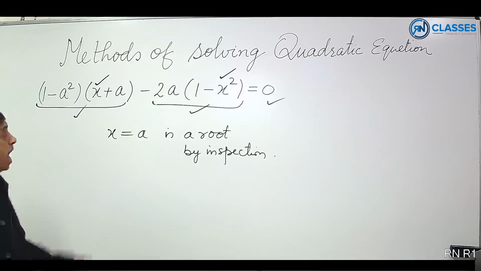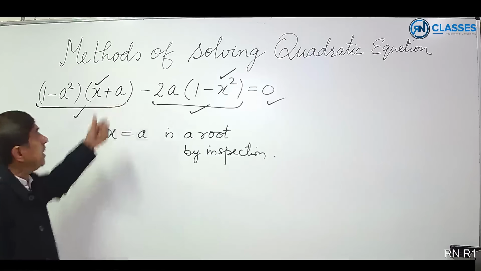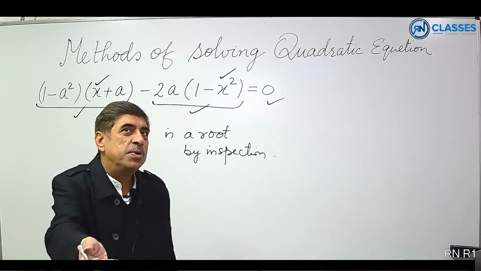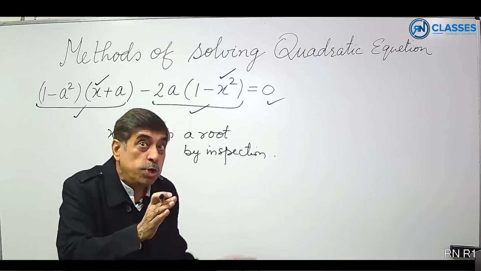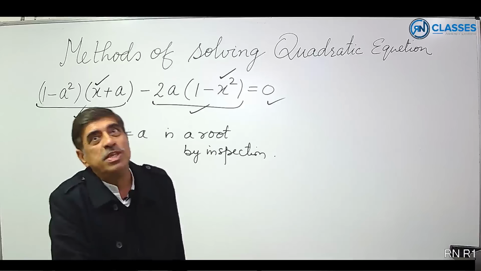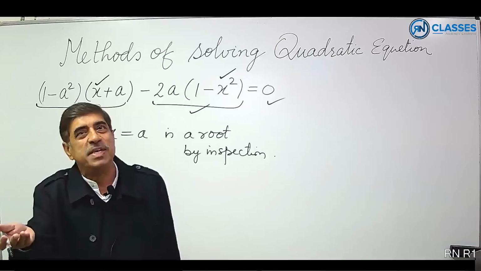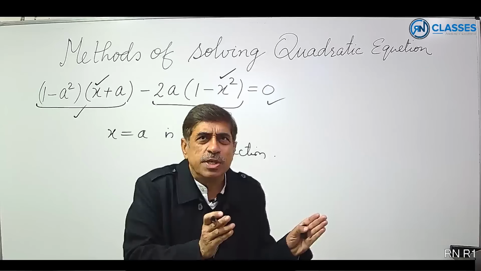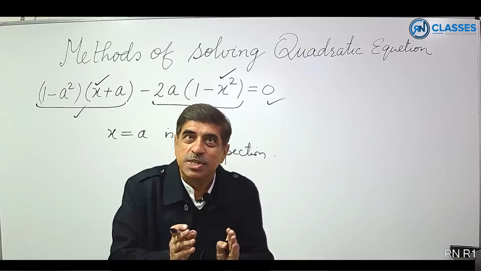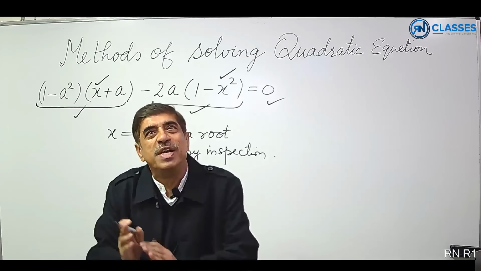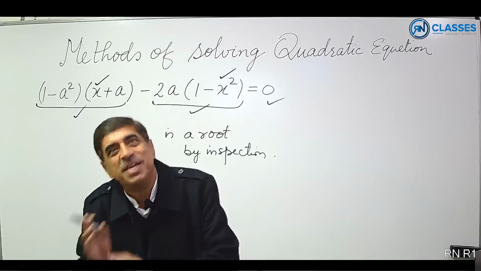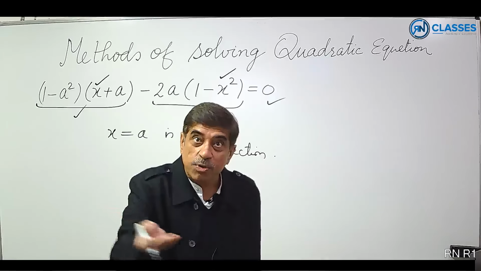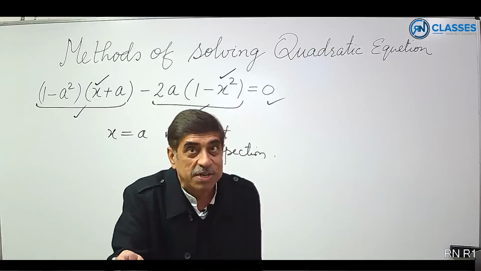I am able to get one root of the equation by inspection. Now I am interested in the other root. You already know the 2 relationships between roots and coefficients of a quadratic equation. What are they? Sum of the roots is equal to minus coefficient of x over coefficient of x square, and product of the roots is the constant term over coefficient of x square.